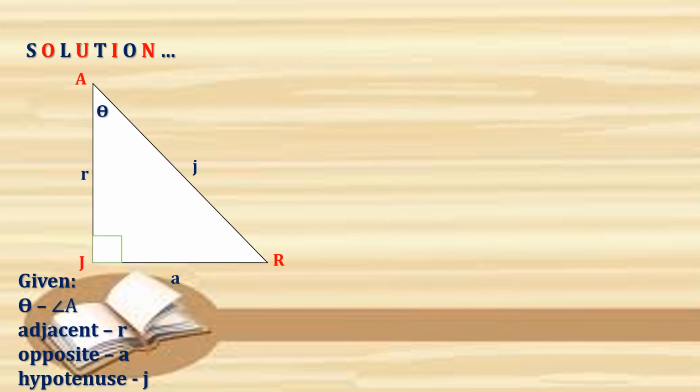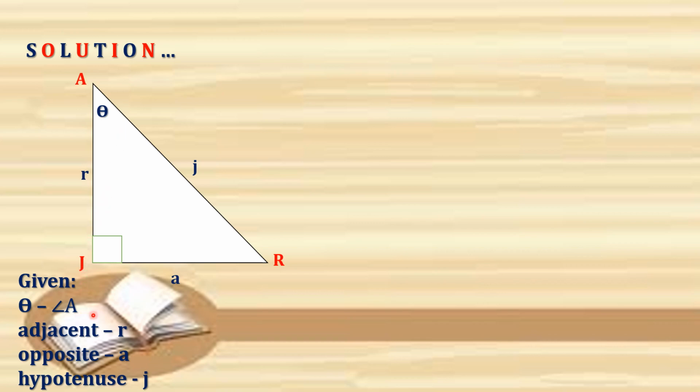Alright, so let's have our solution for the second example. Just like what I have said earlier, it is important for us to understand the given triangle. So our triangle here is triangle JAR. We have angle J as our right angle and angle A, which is our angle theta or the unknown angle. Let's now have our given.